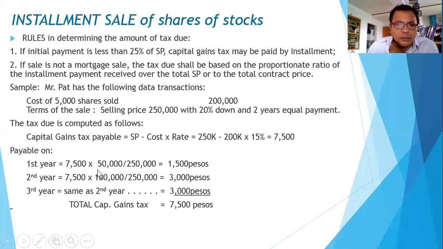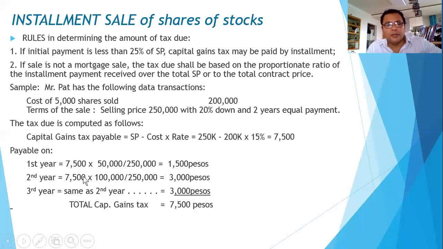No, this is the initial payment, which is the 20% down payment. So 20% of 250,000 is 50,000 pesos. So 50,000 pesos divided by the selling price gives us 1/5. So 1/5 of 7,500 is 1,500 pesos.